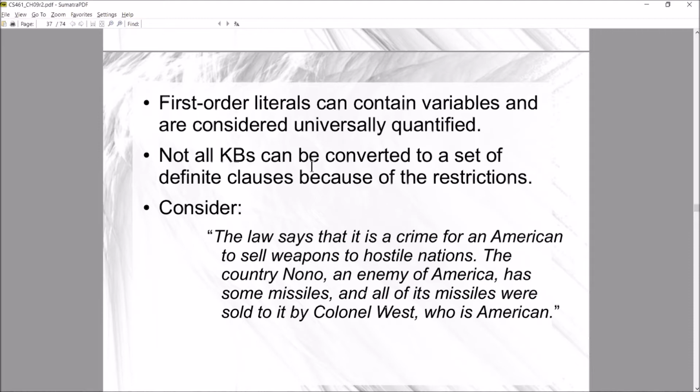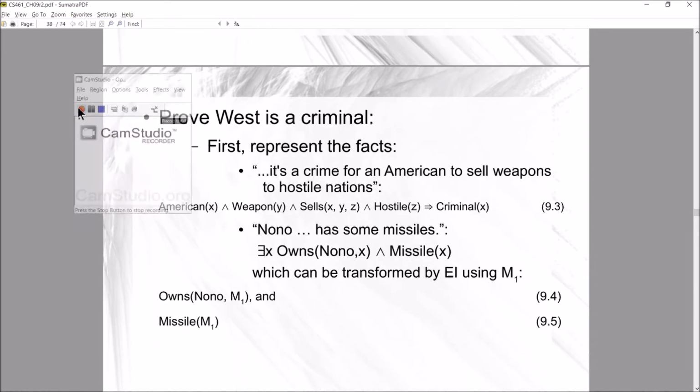So here it is. The law says that it is a crime for an American to sell weapons to hostile nations. The country of Nono is an enemy of America and has some missiles, and all of its missiles were sold to it by Colonel West, who is an American. So we want to prove that West is a criminal. So the first thing we have to do is put together our knowledge base. All right, we have to represent the facts in our knowledge base using first order logic. Right? So, first fact, it's a crime for an American to sell weapons to hostile nations.